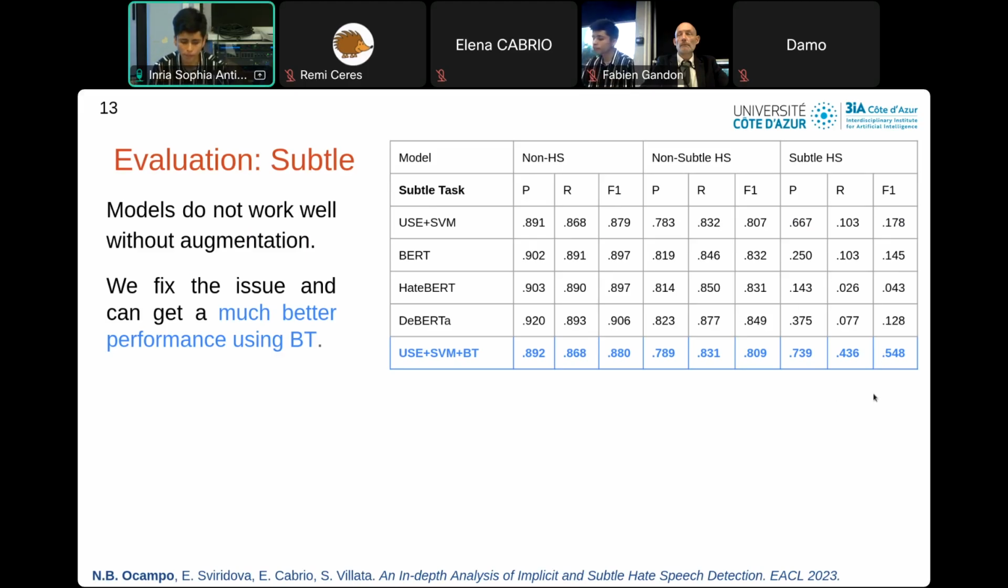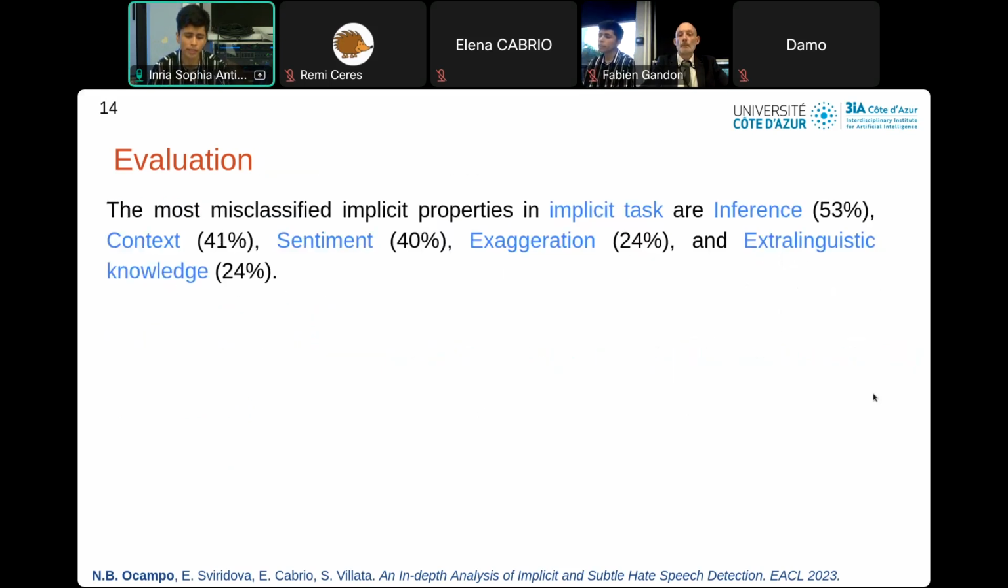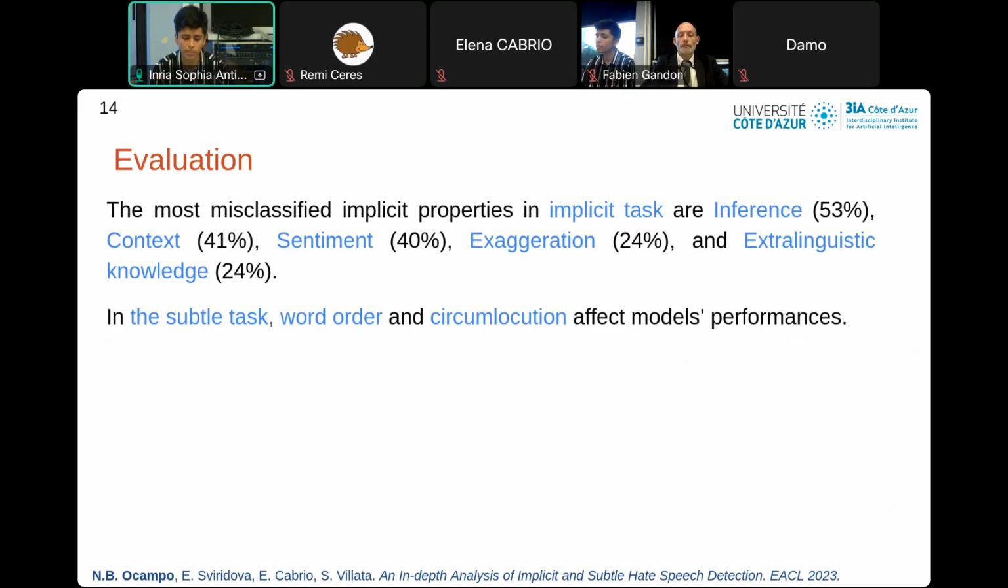So for this part, we found that the most misclassified implicit properties were inference, context, sentiment, exaggeration, and extra-linguistic knowledge. And in the subtle task, the reason we got these errors was more because of the word order and the circumlocution.